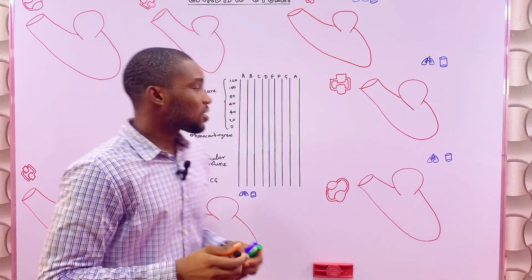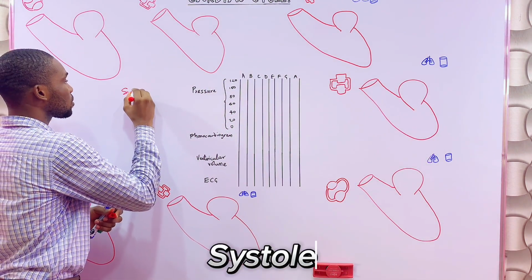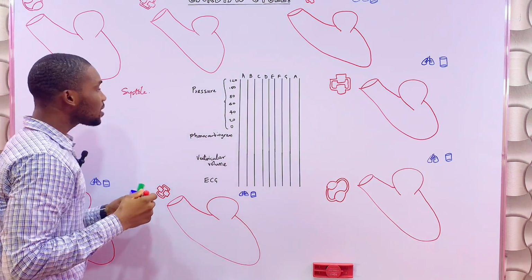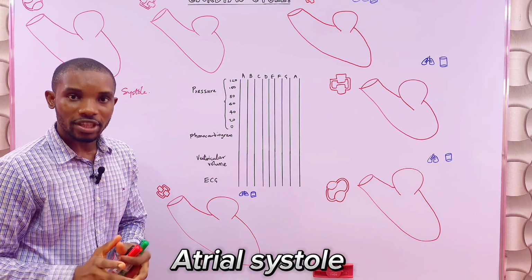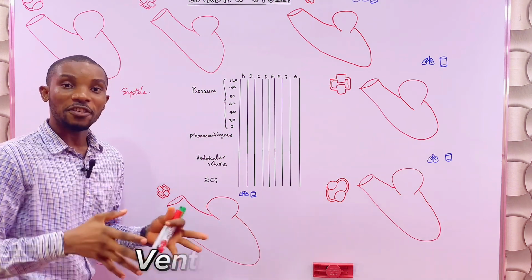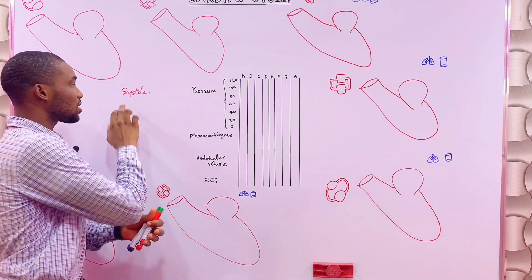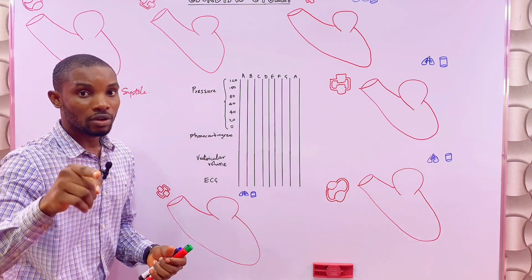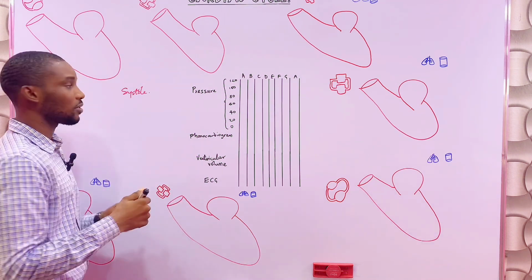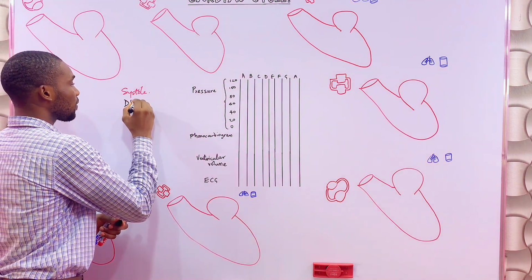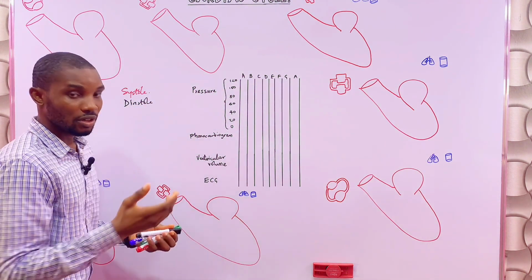Now, let's define some terms. Systole basically means contraction. So we could have atrial systole, that's atrial contraction. We could have ventricular systole, that's ventricular contraction. Most times when they just say systole, you think of ventricular contraction, because it's most commonly used for ventricular contraction when it stands alone. Then we also have diastole. Diastole basically means relaxation.